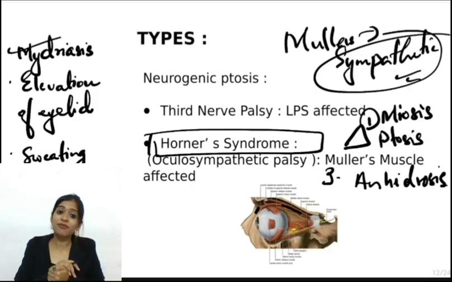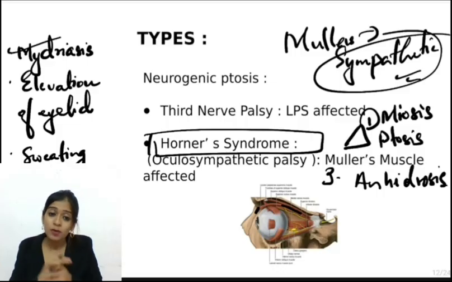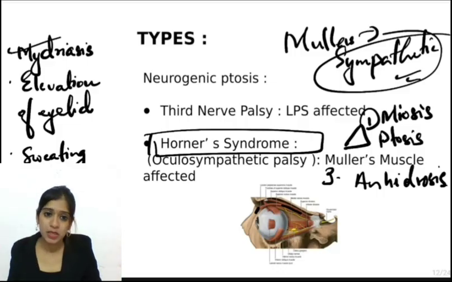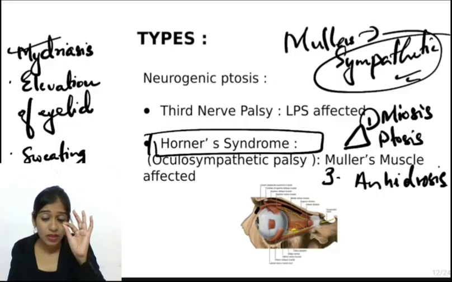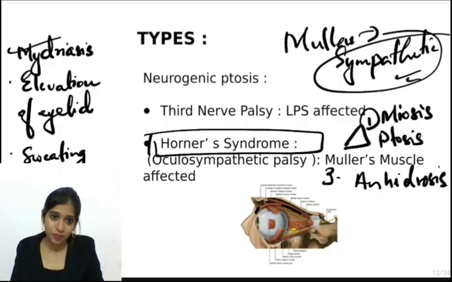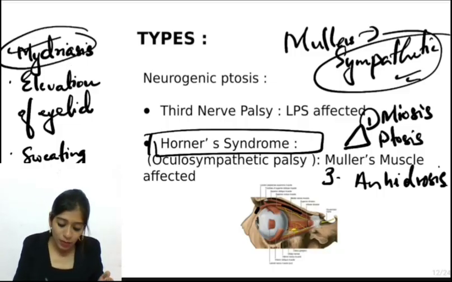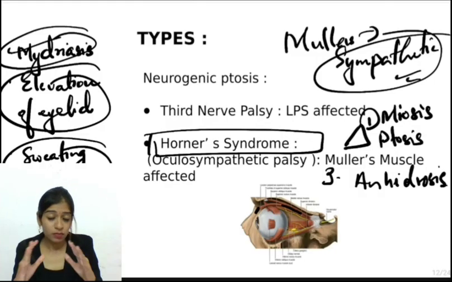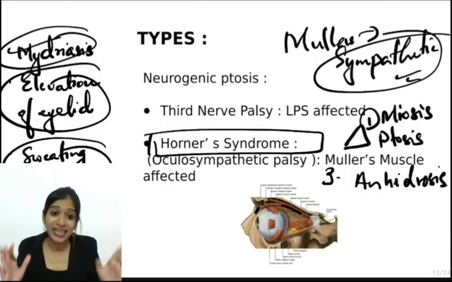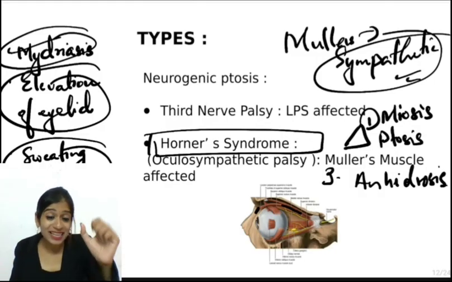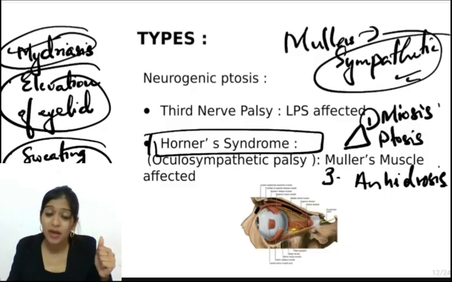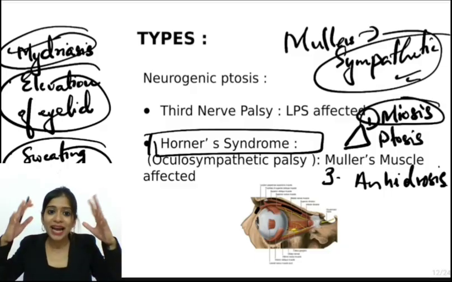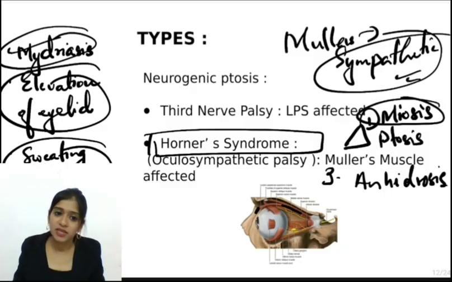And because of these sympathetic nerve fibers, sweating happens. Now if these fibers are affected, the body will not be able to do any of these. Mydriasis, what is that? Dilation of the pupils. That will not happen, the pupils remain constricted, and that is called miosis. And elevation of the eyelid will not happen when the sympathetic fibers are affected.